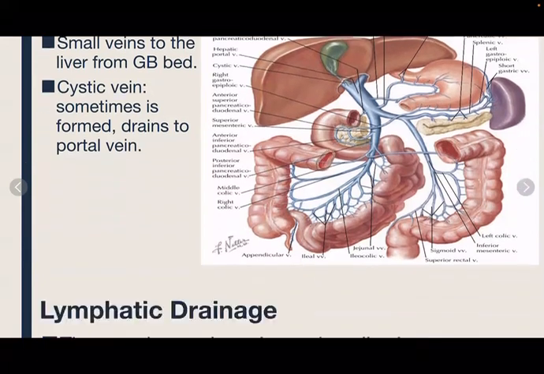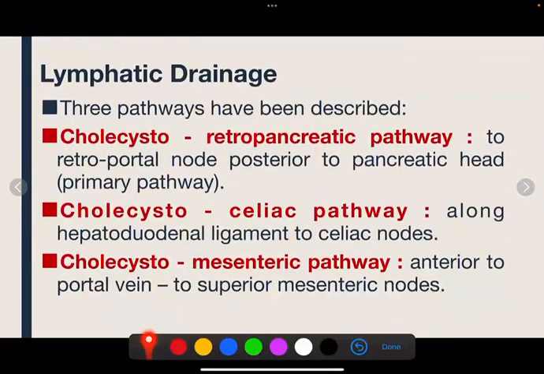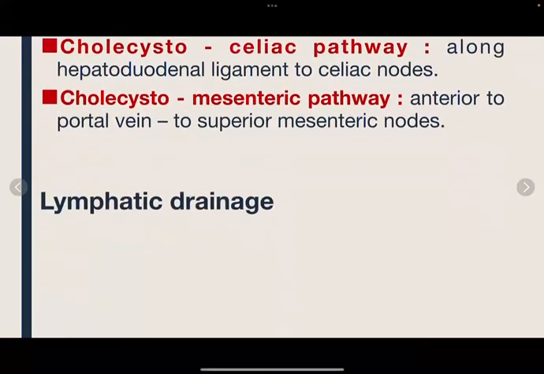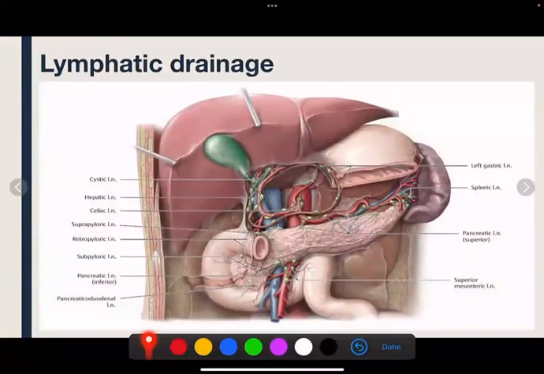The lymphatic drainage of the gallbladder has three pathways. The main pathway is the retropancreatic pathway, going to the retropancreatic lymph nodes. The other pathway is to the celiac lymph nodes along the hepatoduodenal ligament, or the mesenteric pathway anterior to the portal vein going to the superior mesenteric group of lymph nodes. So it's either to the celiac group of lymph nodes, or pancreatic, which is the main pathway, or superior mesenteric lymph nodes.